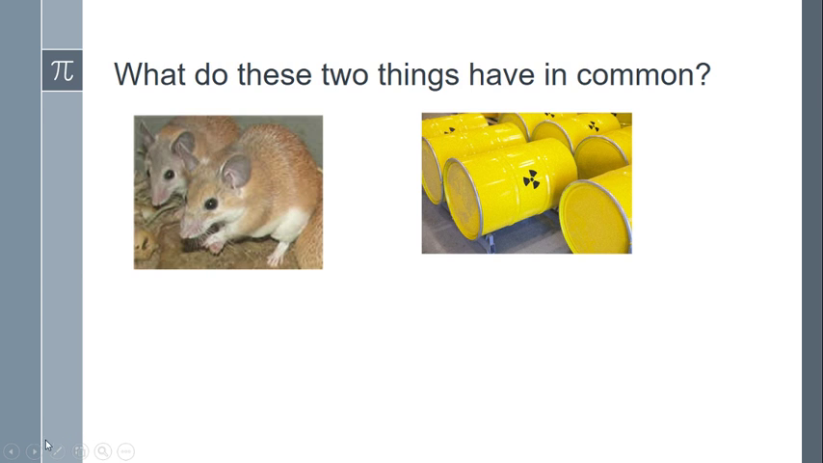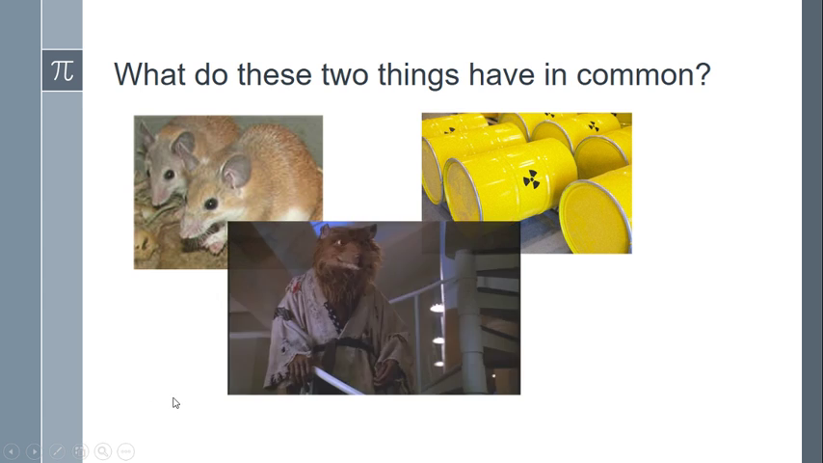In fact, if you put both of these things together, you get, that's right, a radioactive rat. So listen carefully, young ones, for one day you will be tested on this.